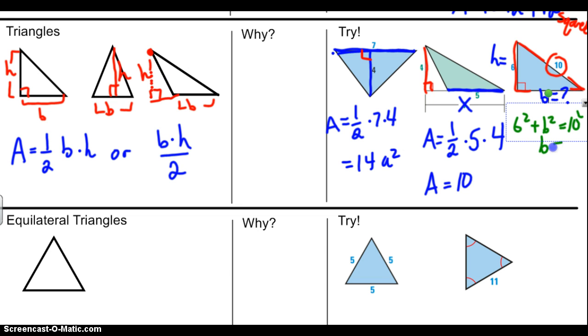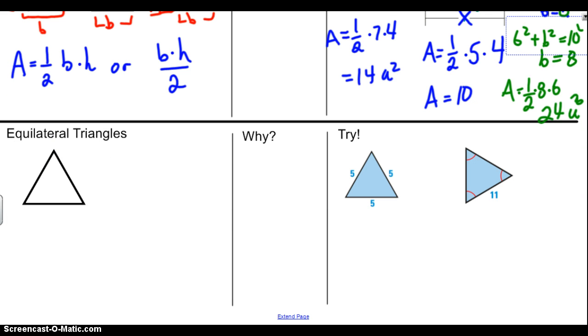Now that we know that b equals 8, we can go ahead and find the area. Remember, area is 1/2 the base, which is 8, times the height, which is 6. 1/2 times 8 times 6 is 24. Again, 24 units squared.